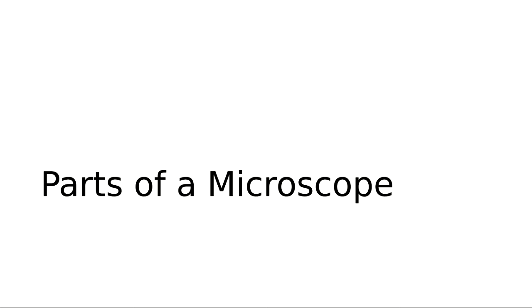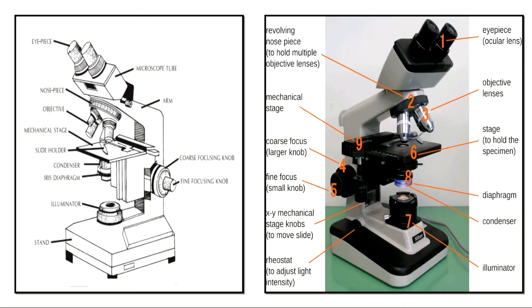Then the parts of the microscope. One is the eyepiece or ocular lens, from where you will see. Two is the nose piece, which revolves. If you want to move the objective lenses, that is number 3, the nose piece is involved. And there are different types of objective lenses: 4x, 10x, 40x, 100x. Then you have the coarse knob and fine knob, for coarse adjustment or fine adjustment.